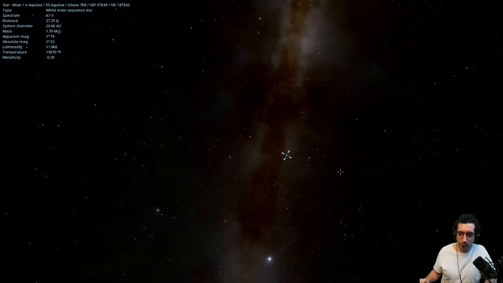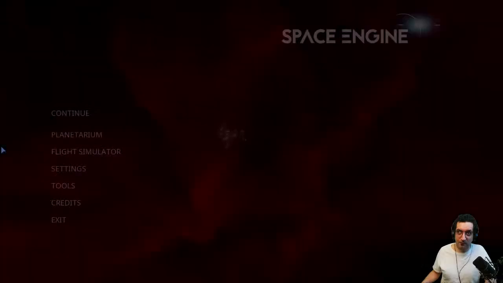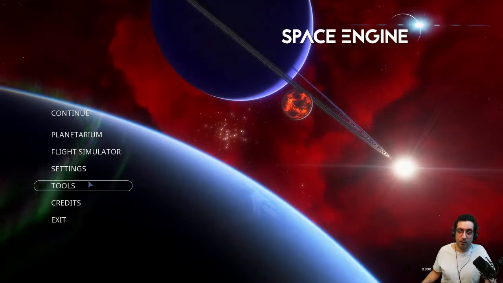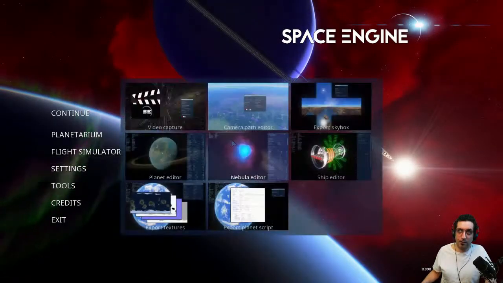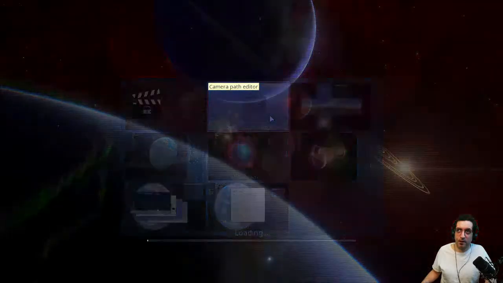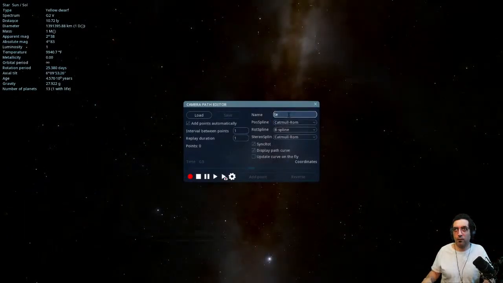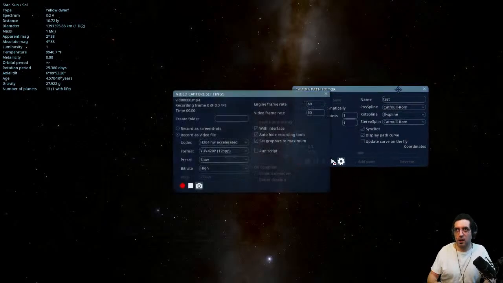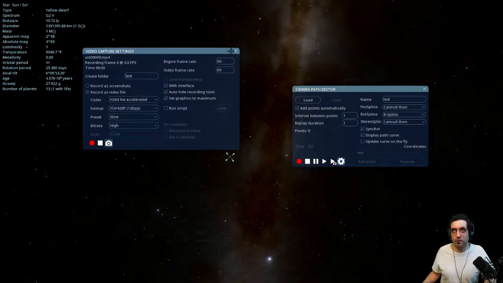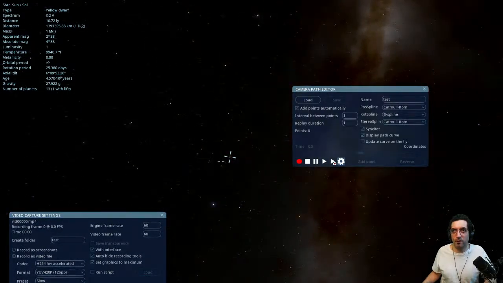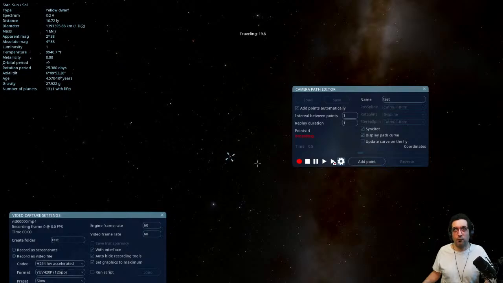But real quick, the last thing I want to share with you is a cool thing that you get only in the paid version of this app. It's called the Camera Path Editor. So we're going to make a test camera path, and we're going to make a video to accompany the camera path. Essentially, what you do is fly around here. If I wanted to go to our solar system, I might do something like this. I'll do start recording, and it's not actually recording. What it's doing is it's going to record the path.